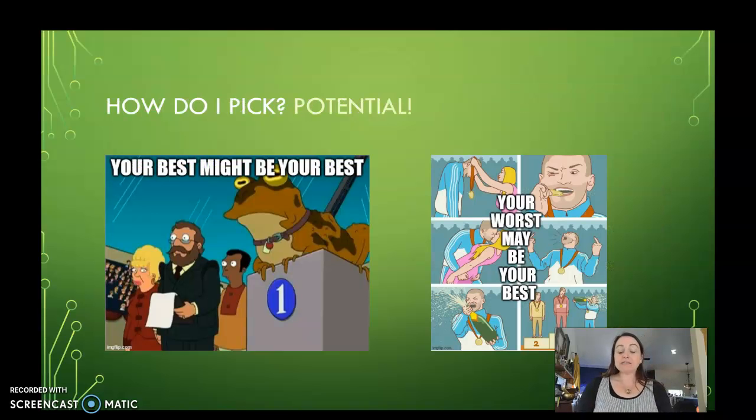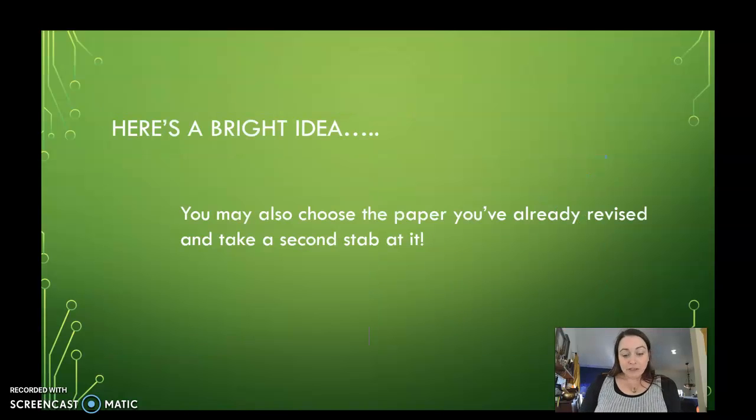What potential means may be different for each one of you. For some of you, picking the paper that needs the most work will be the best choice. For others, picking the paper that you can take further and deeper will be the best choice. It's up to you. You can even take a second stab at the paper you already revised. You can revise your first revision.